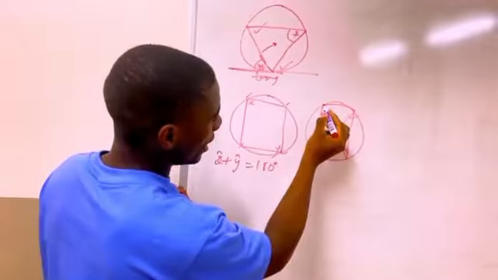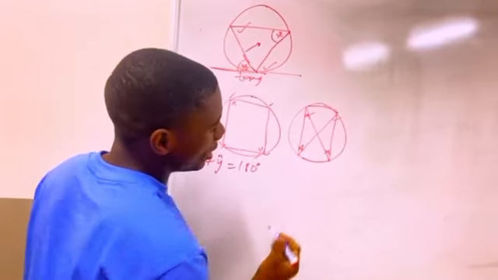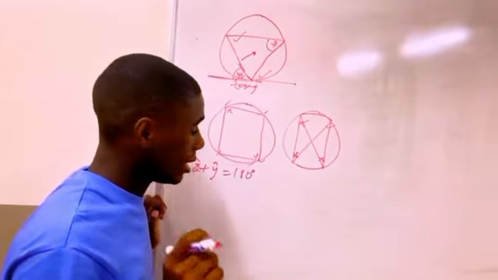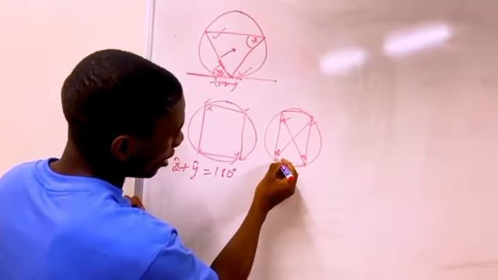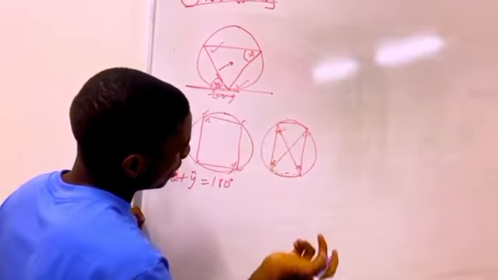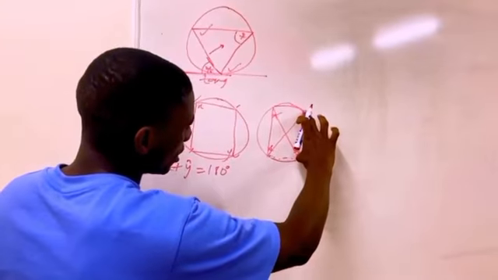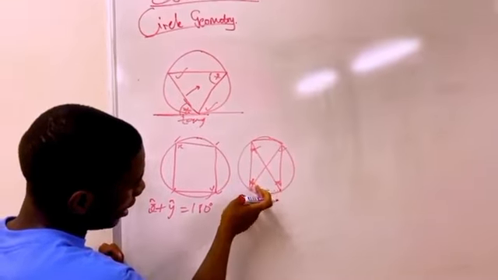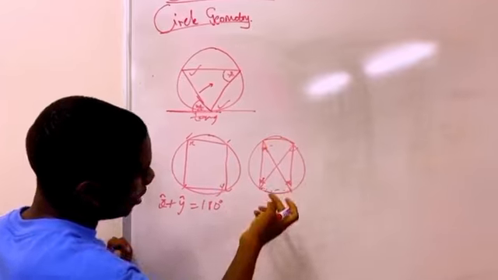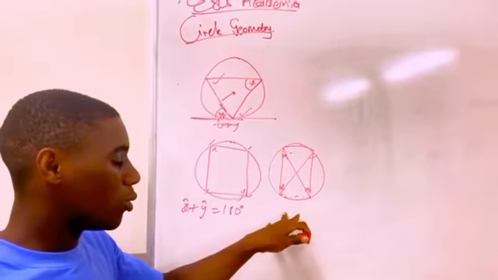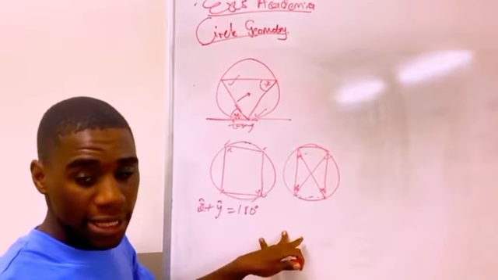Even if it's not closed, this shape, we must know that it's a cyclic quad. Because if we close here, we know that this angle will also be equal to this angle. Even if we use this chord, it subtends this angle here and this angle here. Meaning they're going to be equal. So we can conclude that this is a cyclic quad.